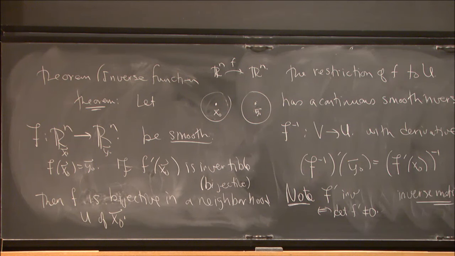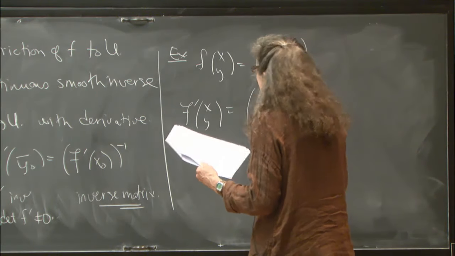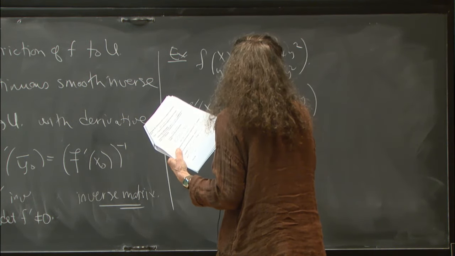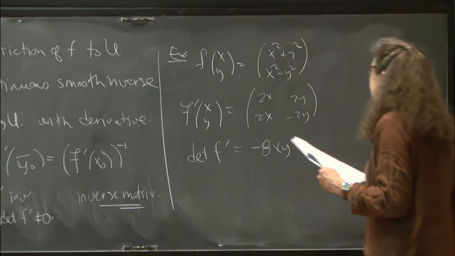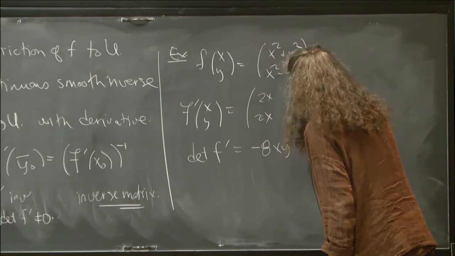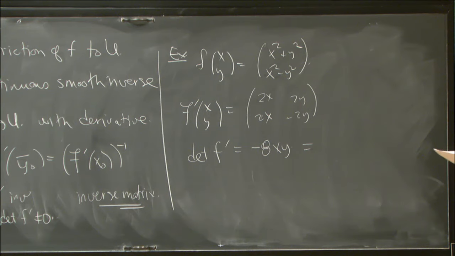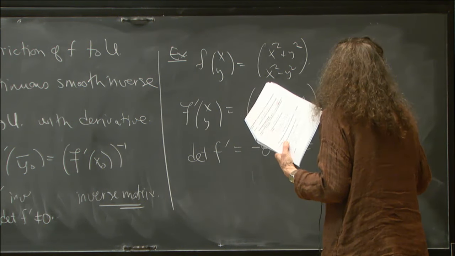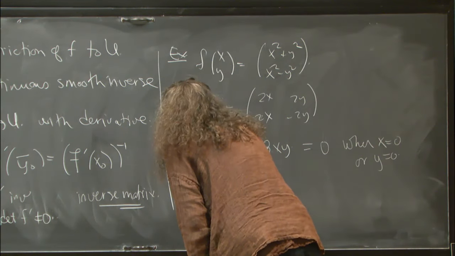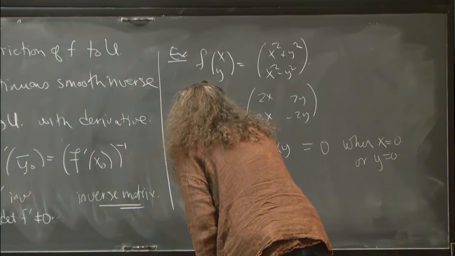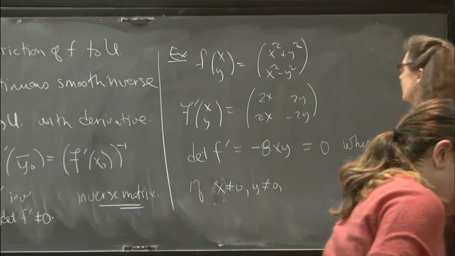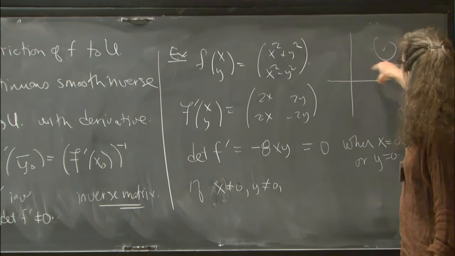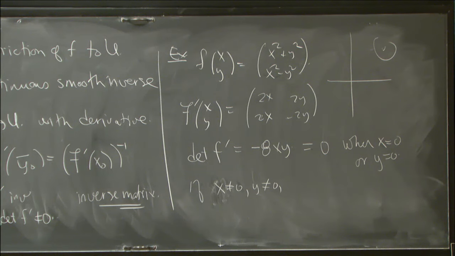OK, so here's f prime of x, y. So let's see, what's the determinant of that? The determinant of f prime is equal to minus 8xy, right? And when is that equal to 0? That's equal to 0 when x is equal to 0 or when y is equal to 0. But if x and y are both not equal to 0, so if we take a point in the plane that's not on one of the coordinate axes, then the restriction of this function to a little ball will have an inverse. Right, that's the statement.